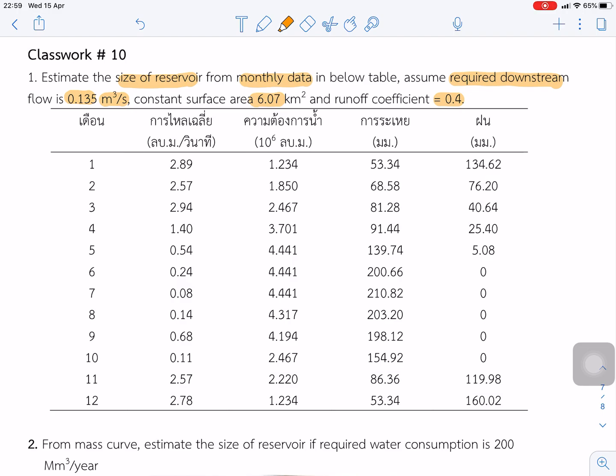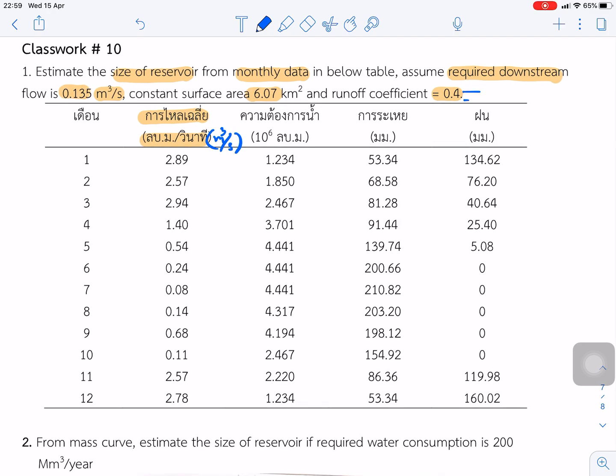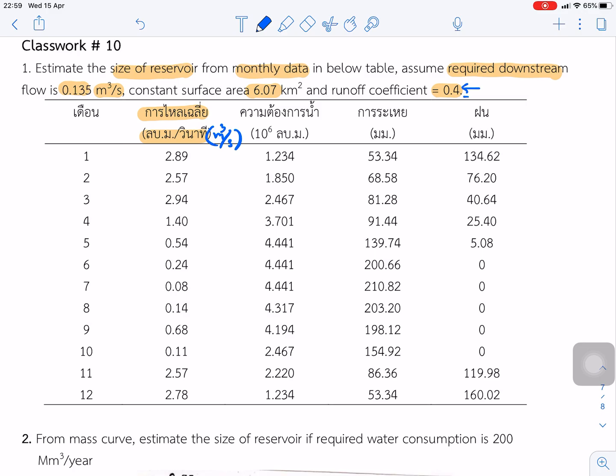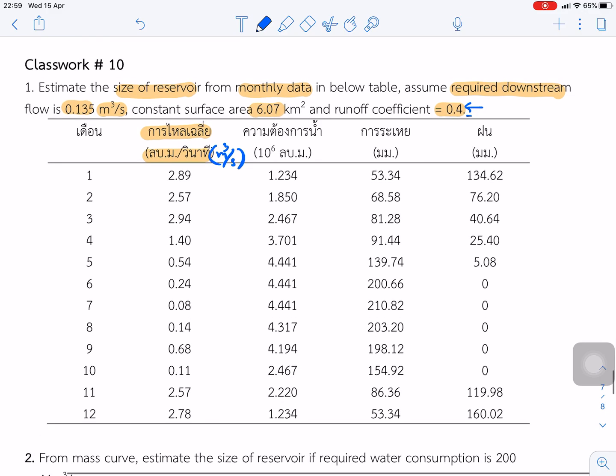This is inflow, but the unit is cubic meter per second already. So when we have inflow to the reservoir, we don't need to use the runoff coefficient because this should be convert from rainfall to runoff. But now we already have runoff to the reservoir, so we don't need to use 0.4 anymore. And next, this water requirement or water consumption.